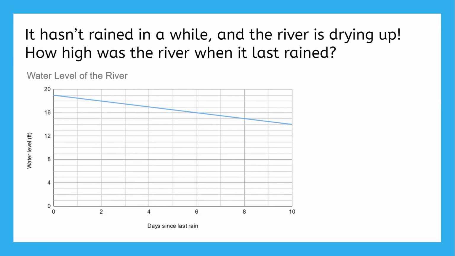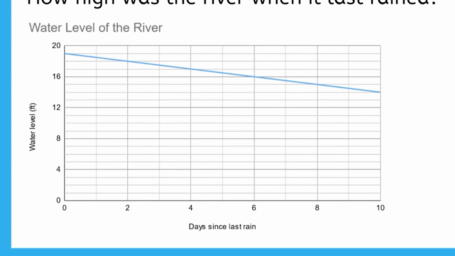All right, next up. It hasn't rained in a while, and the river is drying up. How high was the river when it last rained? Okay, how are we supposed to know the height of a river when it rained? This graph only shows what's happened after the last rain. Wait a second, look at where the x-axis starts. 0 days since the last rain would be the moment it stopped raining. So if we find the water level at that time, we'll be able to answer the question.